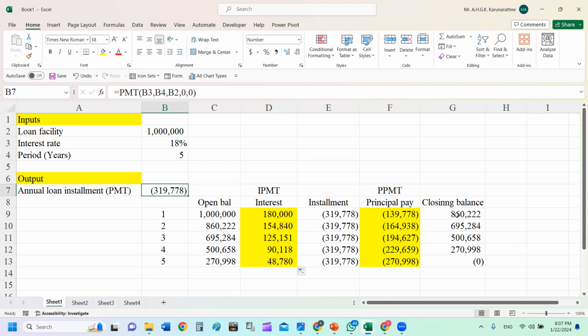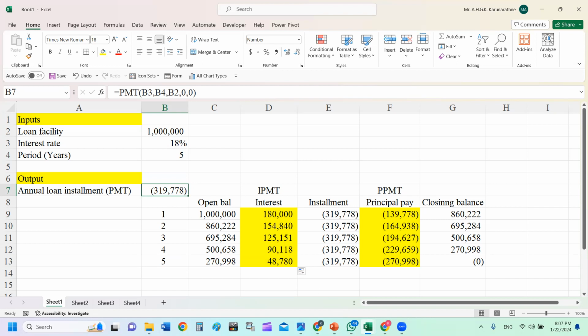The installment repayment schedule we prepared, right? You can see we didn't use the interest payment formula or the principal payment formula. We only used the PMT formula to determine the installment. That is important. So just use the PMT function to determine the installment.